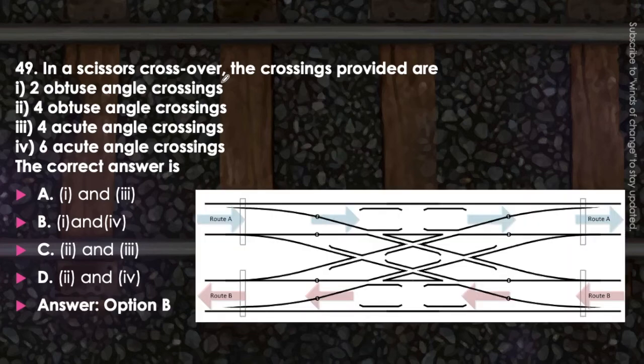The answer will be option B, that is first and fourth, 2 obtuse angle crossings and 6 acute angle crossings. You can watch the case of the scissors crossing here. These two, this one and this second one, are the obtuse angle crossings. Okay, and what are the acute angle crossings? There are so many: 1, 2, 3, 4, 5 and 6. Okay, so these are the 6 acute angle crossings.